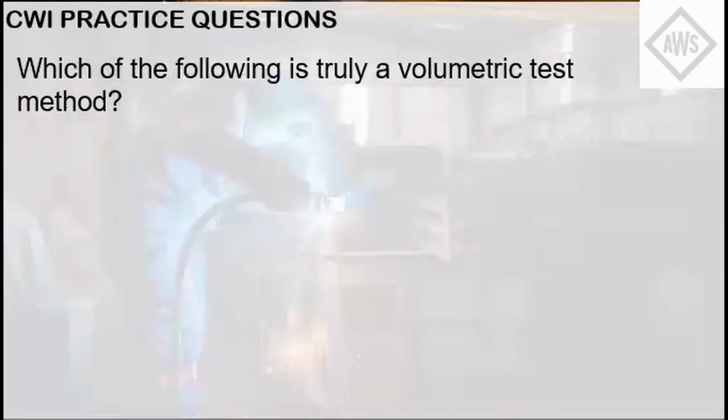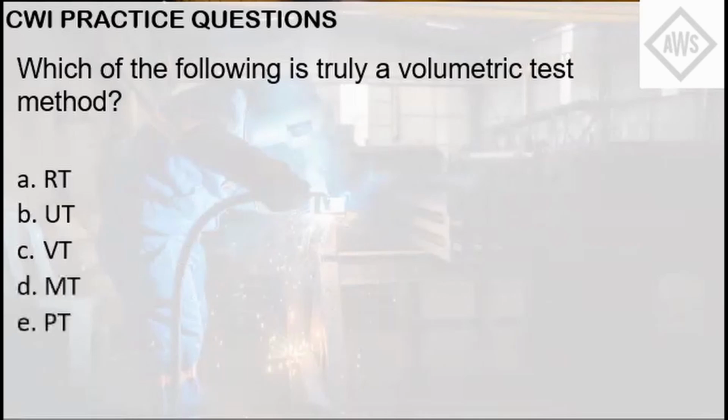Next question. Which of the following is truly a volumetric test method? Letter A, RT. Letter B, UT. Letter C, VT. Letter D, MT. Letter E, PT. RT is a type of volumetric test but with limitations. RT pertains to radiographic testing. VT, pertaining to visual testing, is limited to surface only, while PT, penetrant test, and MT, magnetic particle test, can detect surface and subsurface discontinuities.